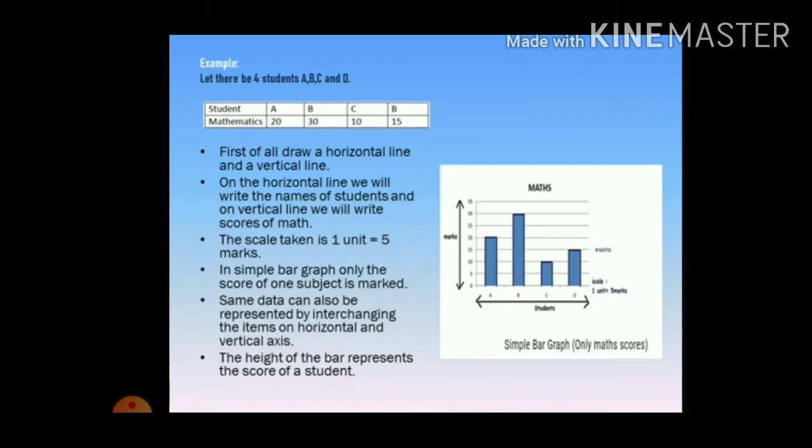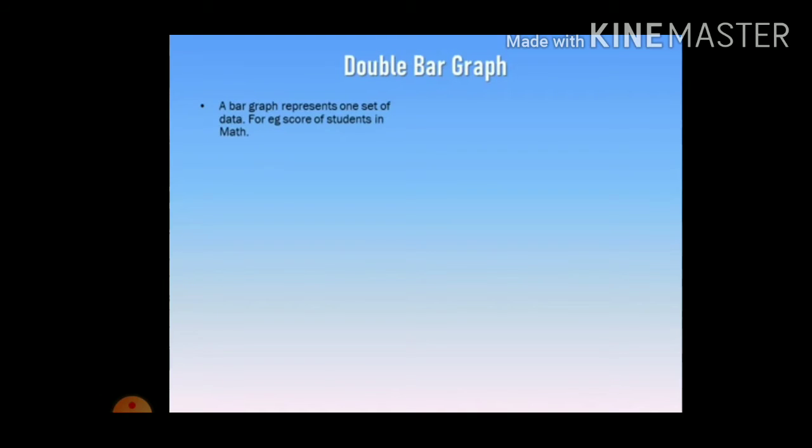Now let us learn about double bar graph. Double bar graph is a way of representing two datas at the same time. A bar graph represents one set of data, for example, scores of students in maths, whereas the double bar graph represents two sets of data in one graph. For example, score of maths and Hindi. So both of them are represented in the same graph, right?